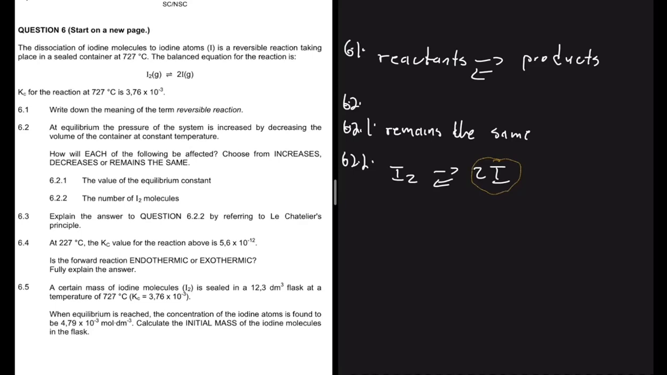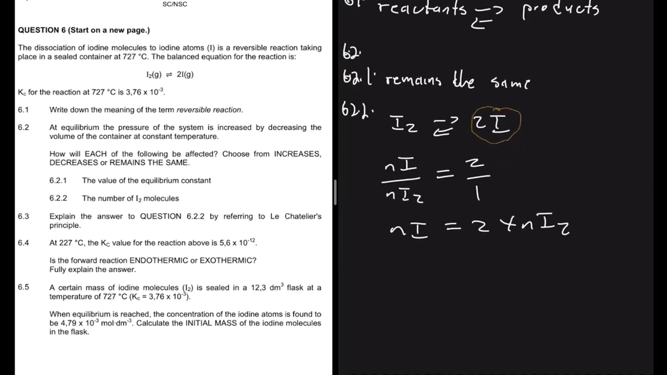And how do we know that? We can see using the balancing coefficients, right? Because we know fully well that the number of moles of I divided by the number of moles of I2 will be equal to 2 divided by 1. So the number of moles of I is equal to 2 multiplied by the number of moles of I2. So we know that the number of moles of I is greater than the number of moles of I2.